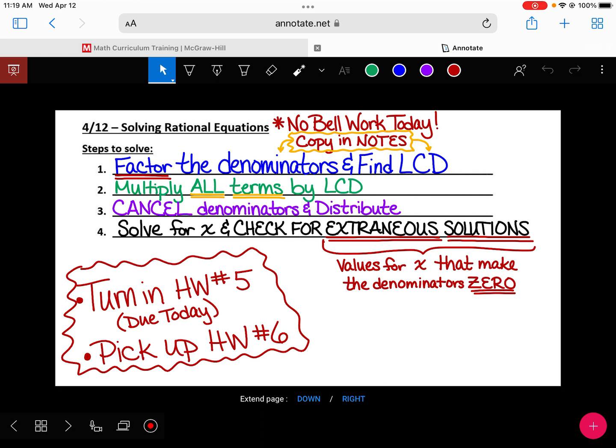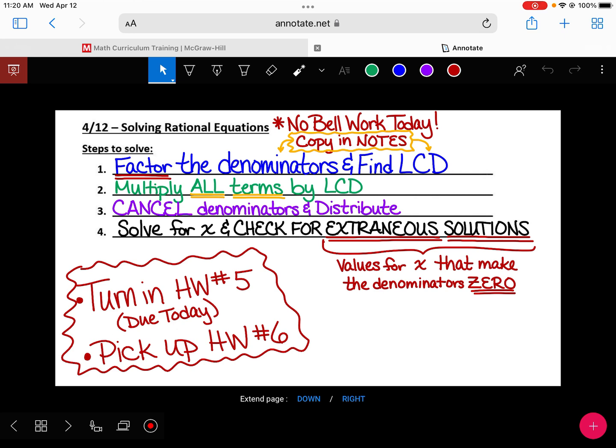We're going to multiply every single term in our equation by our LCD. So every single fraction, and if there are any whole numbers, we'll multiply those by it too, every single term. After we multiply everything by our LCD, we are going to cancel the denominators, and then we're still going to have to do some distribution. Then we're going to have an equation with no more fractions, no more denominators, so we're going to solve it for x. And at the very end, we have to check for extraneous solutions.